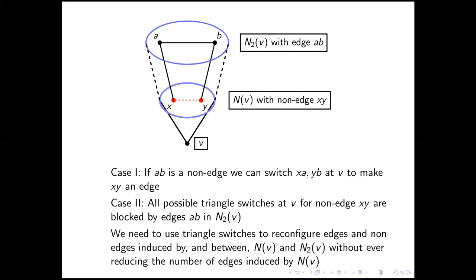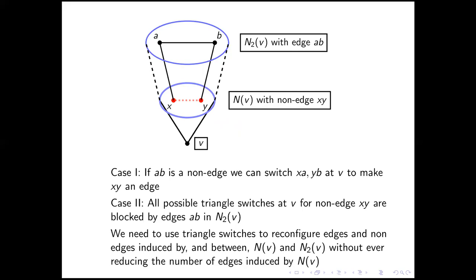Okay, so here's an example. There's a non-edge XY in N of V. It's shown as dotted red, so that's a non-edge. And there's a couple of edges XA, YB. I mean, there are more, because there may be several edges between X and N2 of V. And we have a look at what's going on at the other end in N2 of V. So if AB is a non-edge in N2 of V, we can switch XA, YV at B to make XY an edge. So if AB is a non-edge, we can do a triangle switch on the triangle V, on the paths VXA, VYB.